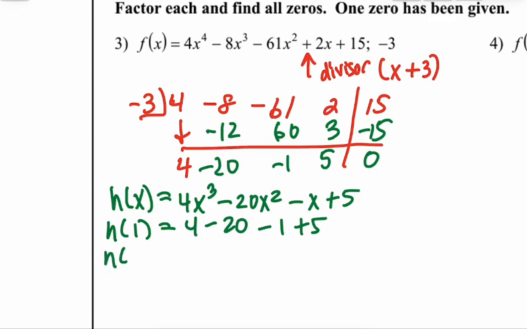So let's try 5 and negative 5. If you plug in 5, 4 times 5 cubed minus 20 times 5 squared minus 5 plus 5 might do it. Ooh, you plug it in and you get 0. So I have just found that 5 is a 0, so x minus 5 is a factor. I can take that one out.